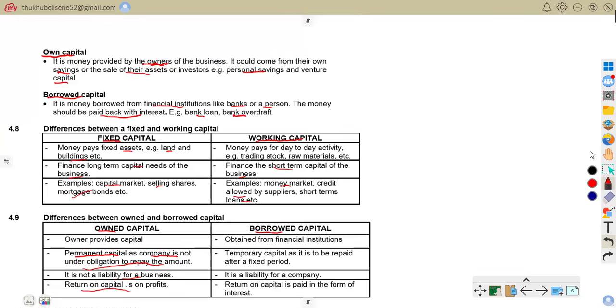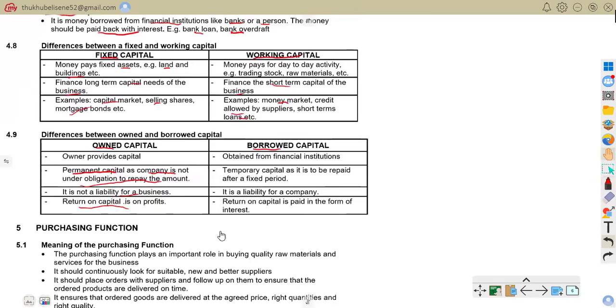But coming to borrowed capital, it is obtained from financial institutions. For example, we can talk of a loan from a bank.